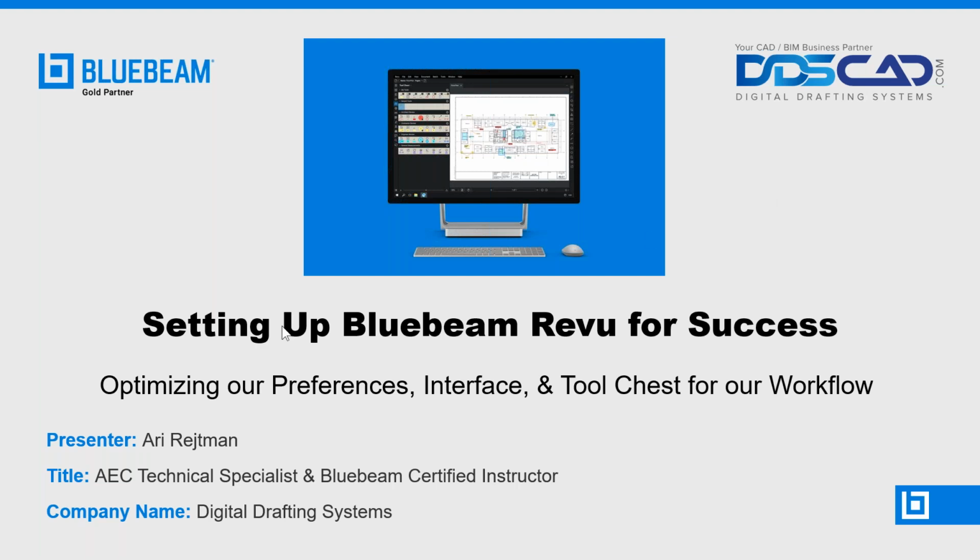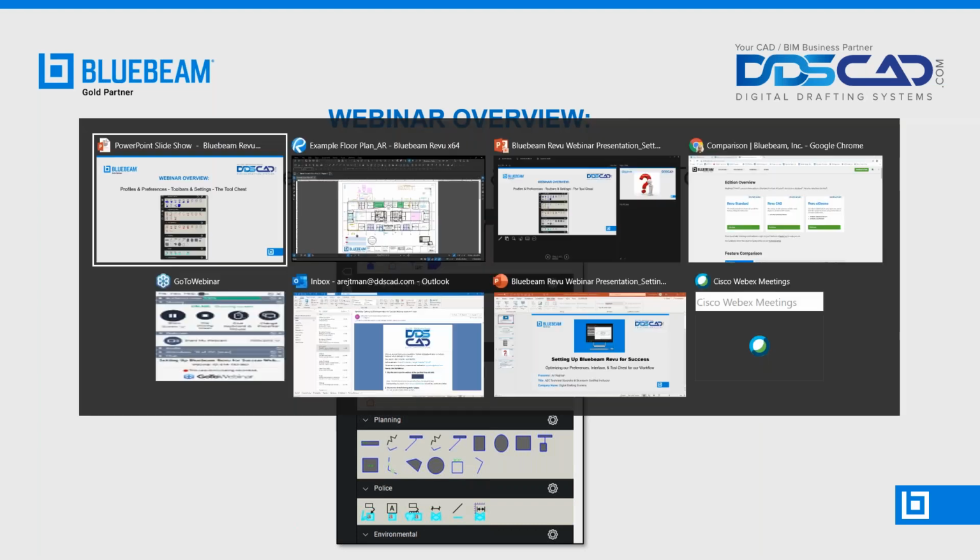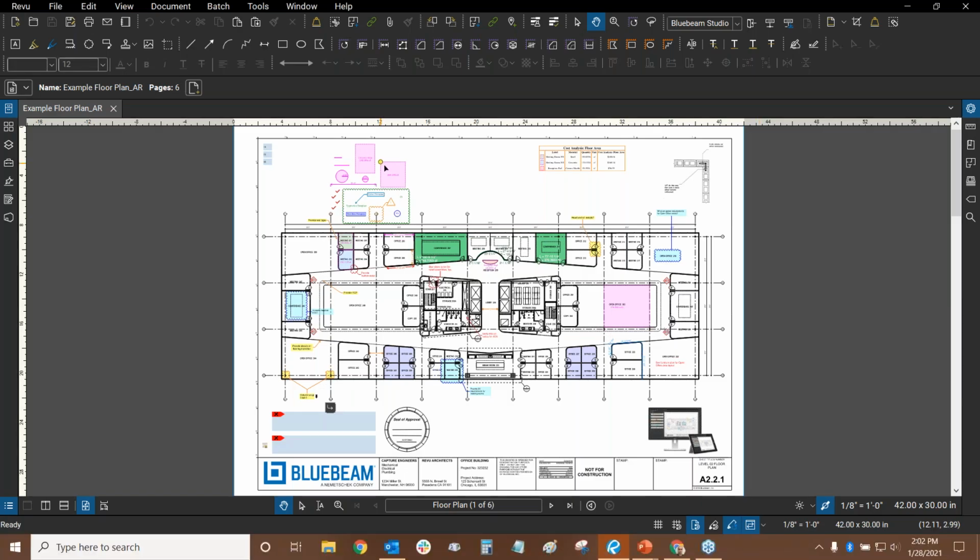And today, we're going to be doing a sort of new setup experience. We're going to see what it's like to set up Revu for success. We're going to optimize our preferences, make our interface the best that it can be, and get our tool chest ready to supplement our workflow. So, like I said, we're going to be looking at those things, and within them, we're going to be delving into profiles and preferences, creating toolbars and managing our settings, and using the tool chest to the best of its ability. Without further ado, let's switch right into Bluebeam Revu.